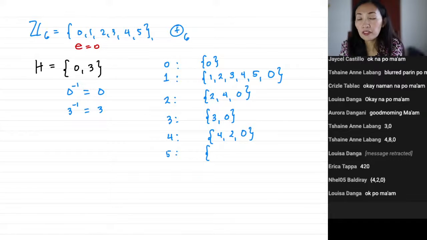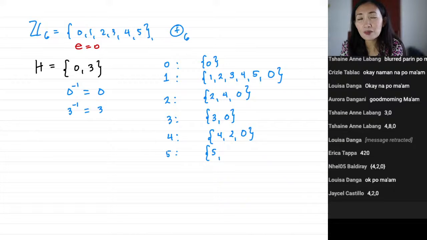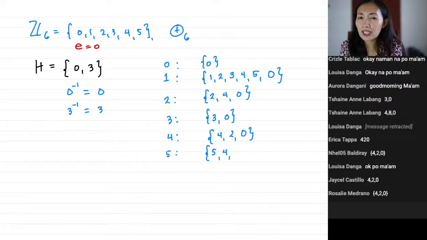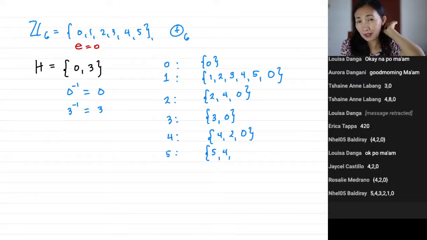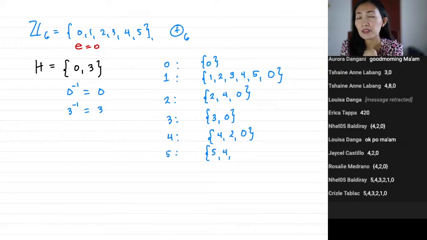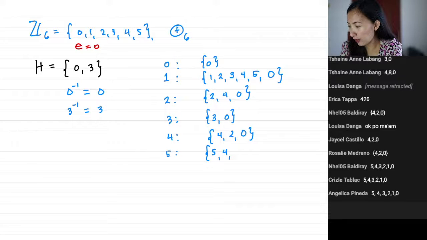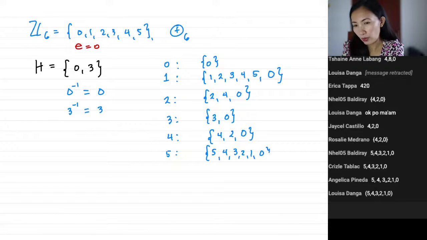Okay, about 5. So we begin with 5 and then add 5 to itself. 5 plus 5 is 10. 10 modulo 6 is 4. Next, add 5 to itself 3 times, or 5 times 3, that's 15. 15 modulo 6 is 3. Then 2, 1, and 0. Okay?